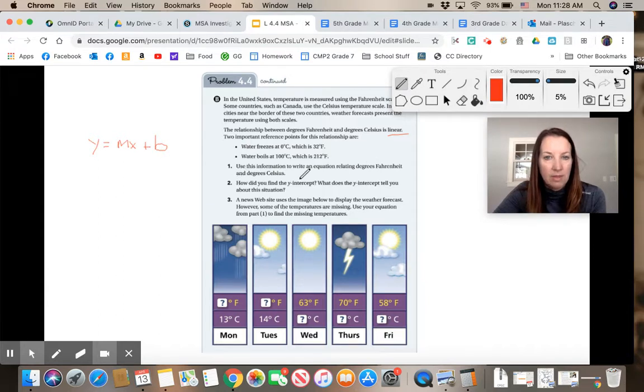Then how do you find the y-intercept? What does the y-intercept tell you about this situation? A news website uses the image below to display the weather forecast. Some of the temperatures are missing. Use your equation to find the missing temperatures.